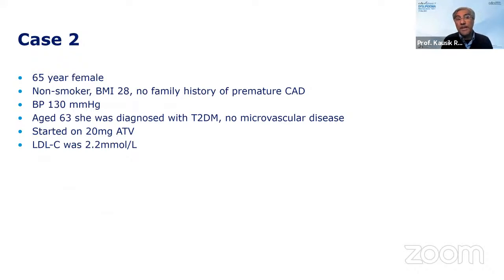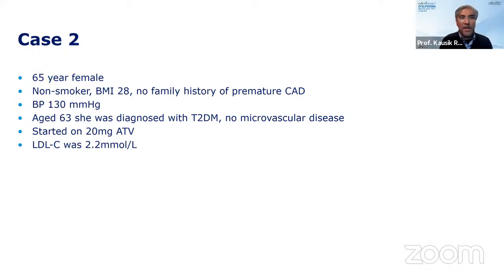If we now look at another case, here is a female. She's a non-smoker. Her BMI is on the higher side, and there's no family history of premature coronary artery disease. Her blood pressure is 130. About 2 years ago, she was diagnosed with type 2 diabetes, but no evidence of microvascular disease. She was started on atorvastatin 20 milligrams. That's the standard starting regimen for somebody like this in my country. And her LDL has come down to about 2.2 millimoles per liter.